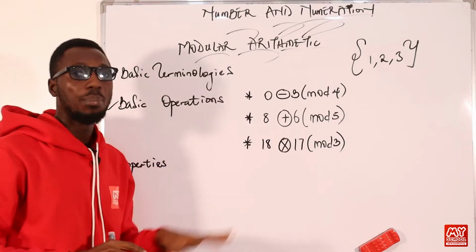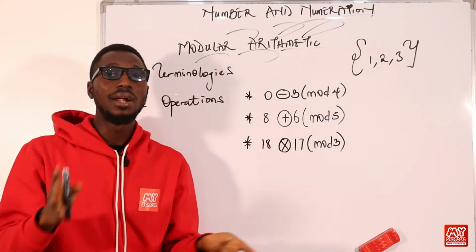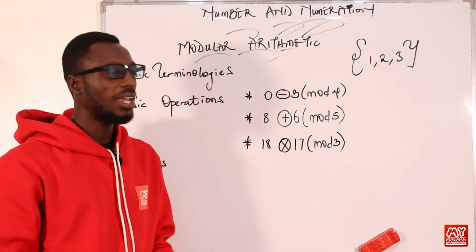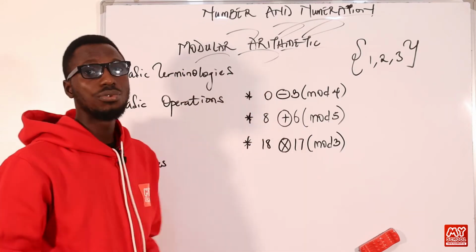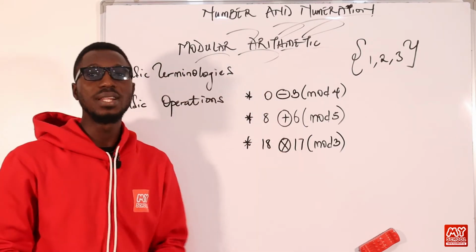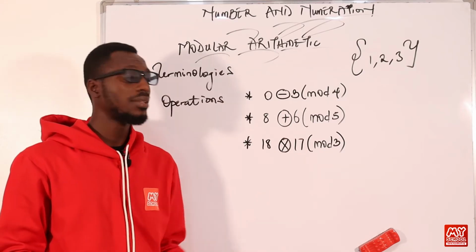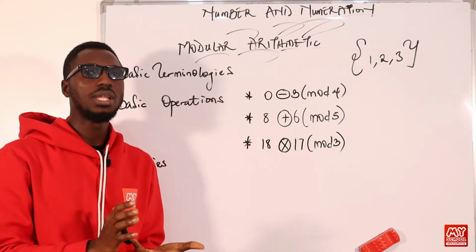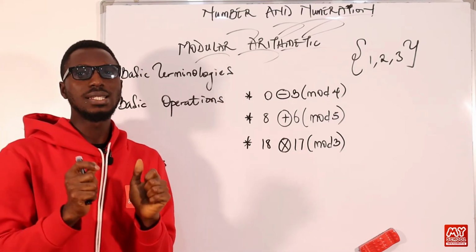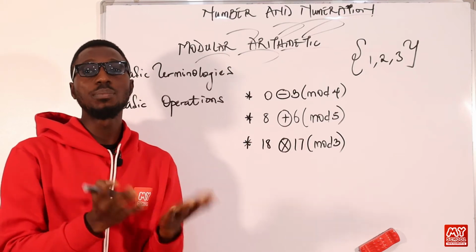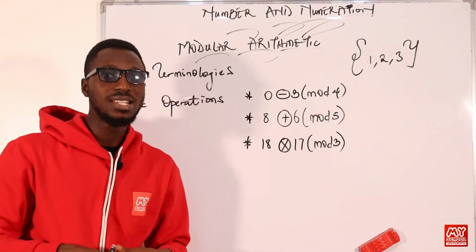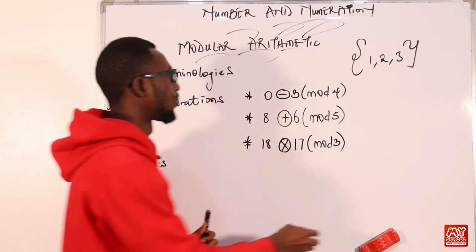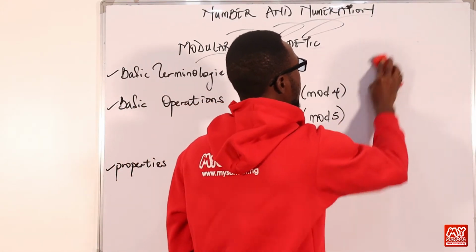We have some basic operations, just like in arithmetic: addition, subtraction, multiplication, division. The same thing occurs in modulo arithmetic. Of course, we have exponents. But the way we carry out addition, subtraction, multiplication, or division in modular arithmetic is quite distinct. We just have to follow some simple properties and guidelines so that we can get our answer. I've cited some examples here that we can work with.